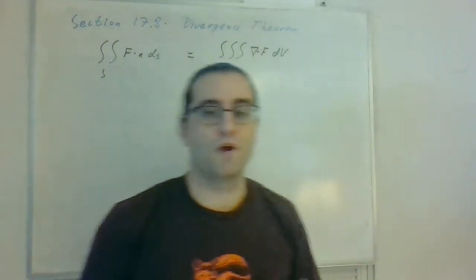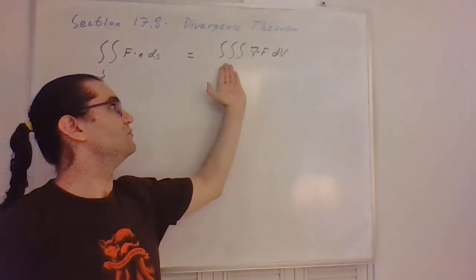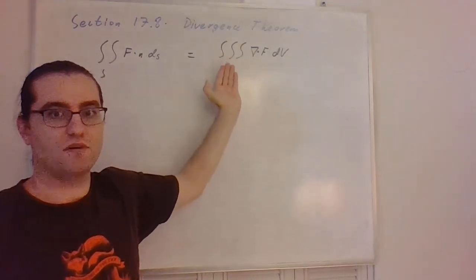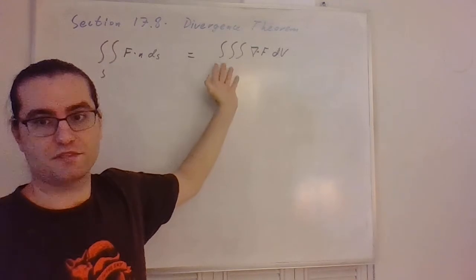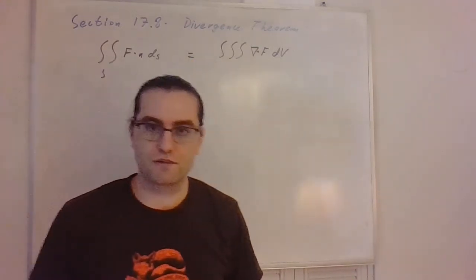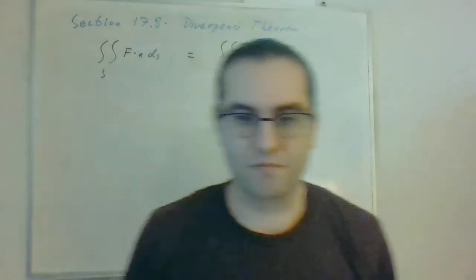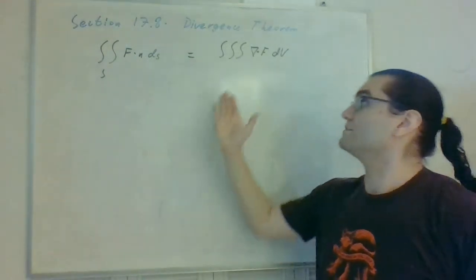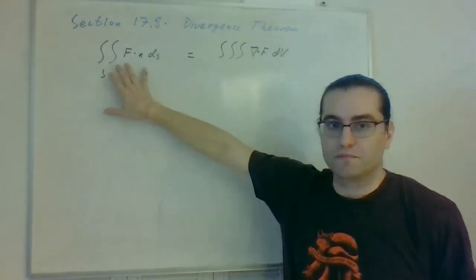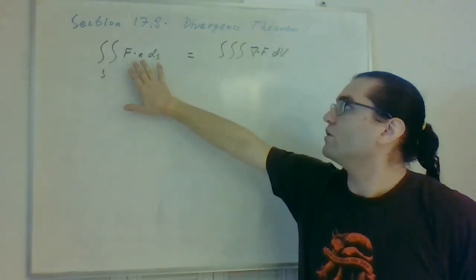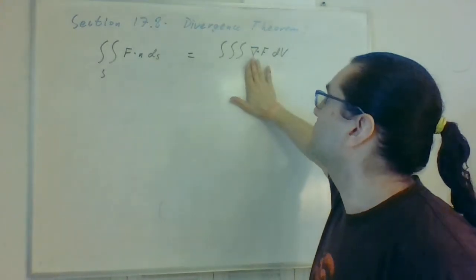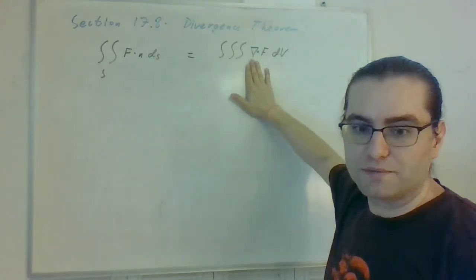So we all remember how to do triple volume integrals in all kinds of different coordinate systems. That was the highlight of chapter 16. We were doing triple integrals in spherical coordinates, cylindrical coordinates, rectangular coordinates. We had all kinds of triple integrals under our belt. This theorem is going to let us skip doing a flux integral and instead do a volume integral.